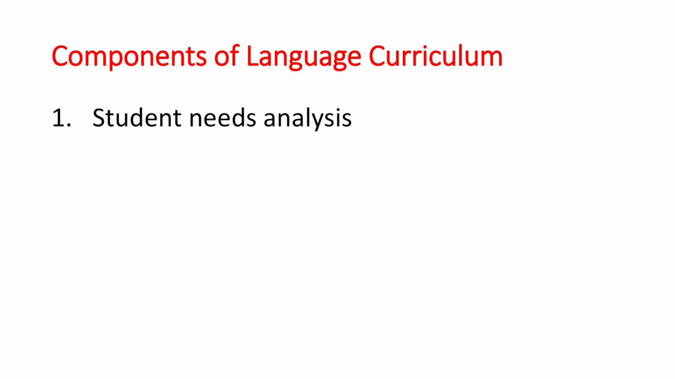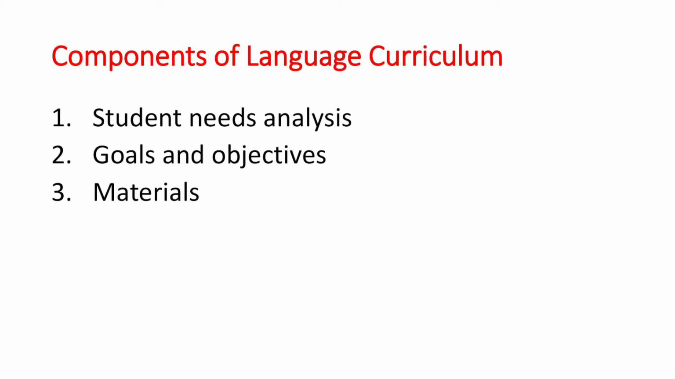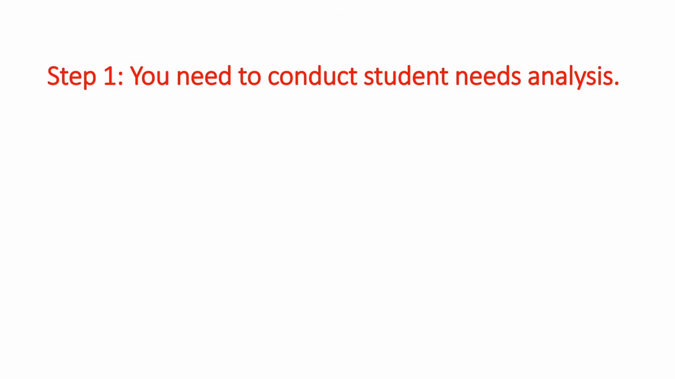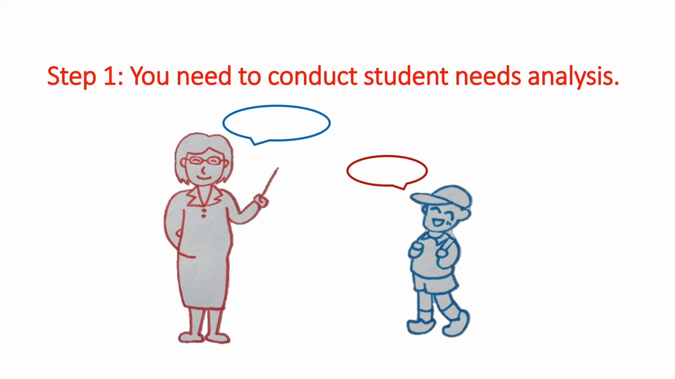It is basically composed of 5 parts, including students' needs analysis, goals and objectives, materials, teaching, and assessment. Thus, to design a language curriculum, there are 5 steps for you to follow. Step 1. You need to conduct students' needs analysis.